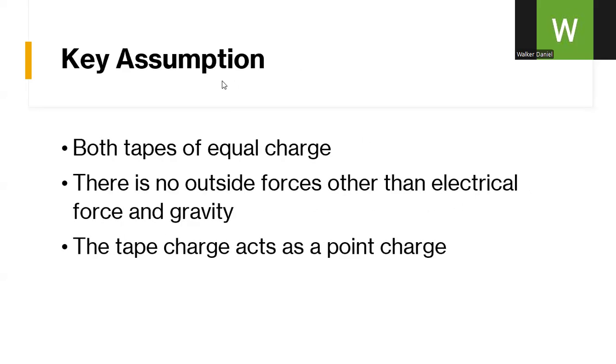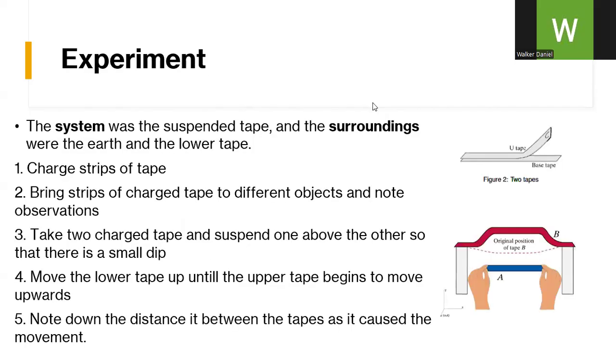We also had to make some key assumptions in order for our data to work. Both tapes had equal charges. There are no outside forces other than the electrical force and gravity. And then the tape charge acts as a point charge. And this allowed us to do a lot of the simple math instead of worrying about a lot of nuanced data. For our experiment, our system was the suspended tape, and the surroundings were the Earth and the lower tape. And here are the steps we did.